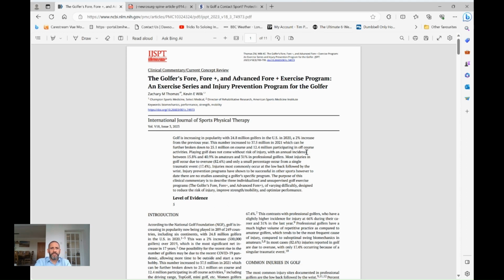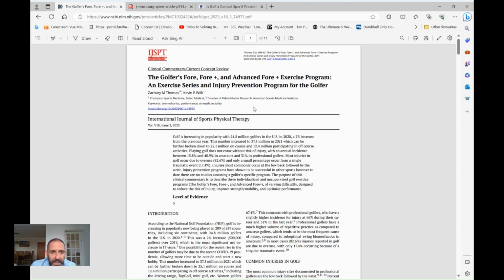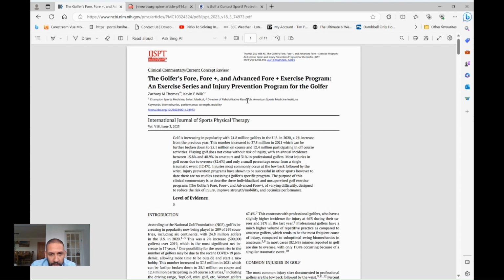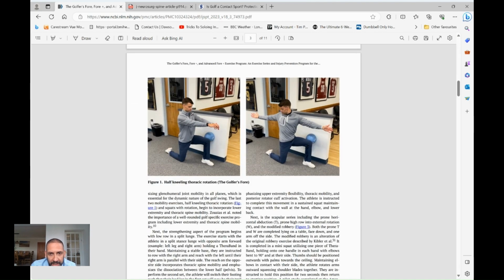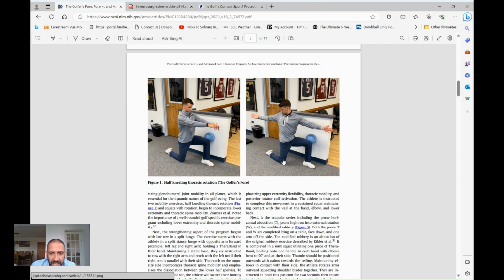So another brilliant study published in the International Journal of Sports and Physical Therapy, the Golfers 4, looked at all of these factors and came up with a program to focus your training on. So we talked about improving rotation, and this should be done on both sides. So half kneeling thoracic rotation against a wall with a ball between your knee and the wall.